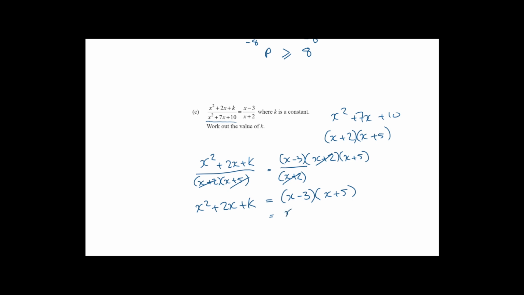So x squared minus 3x plus 5x minus 15 is x squared plus 2x minus 15. What do you know? That is the same as that. So they cancel if we took them away. So k is going to be minus 15. It turned out nicely in the end.